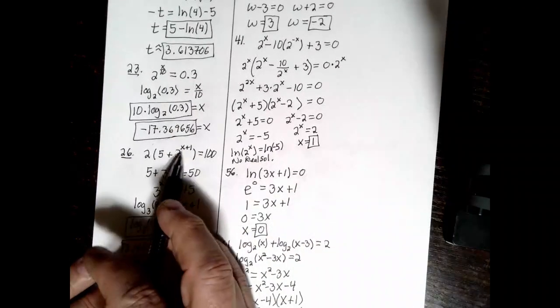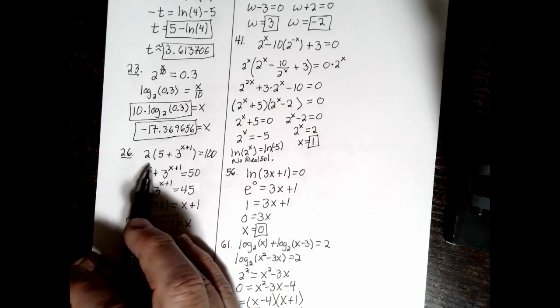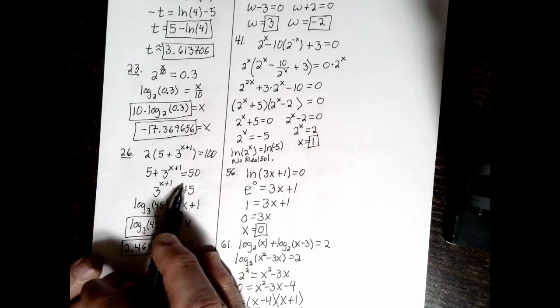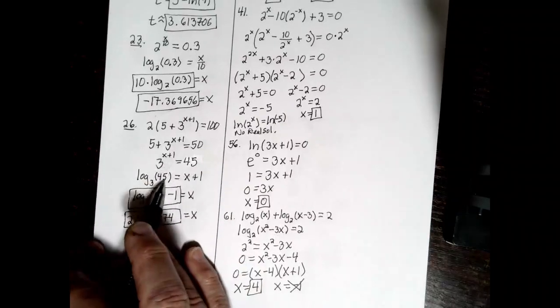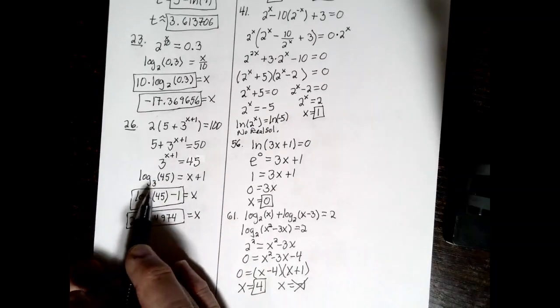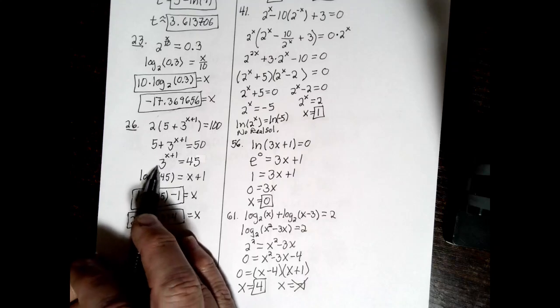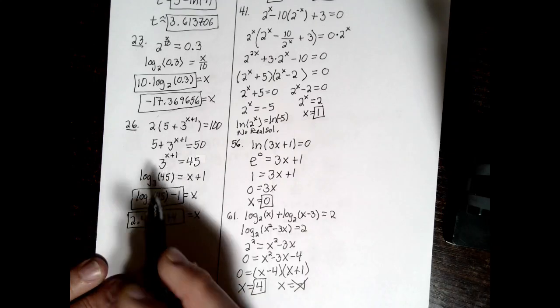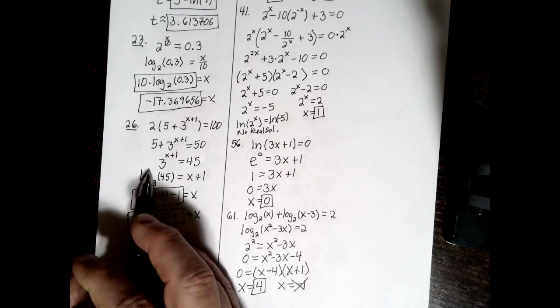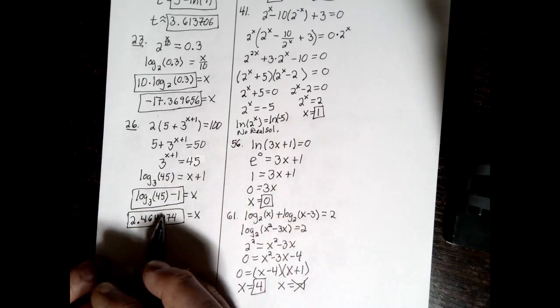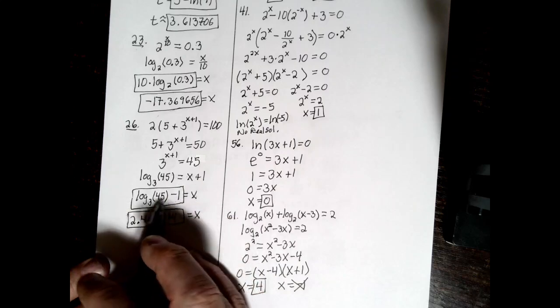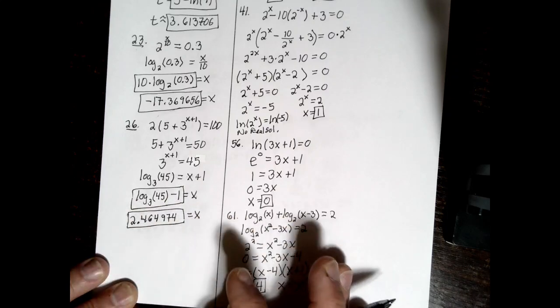Now this one you want the 3 to the x plus 1 all by itself. So first you divide by 2. Subtract 5. And now you've got the exponential all by itself. Now you can use rule 1. Log base 3 of 45 equals x plus 1. I could have just taken the log of both sides, but there's many ways you can solve the same problem. Subtract 1, and here's your exact answer, and here's your approximate answer.